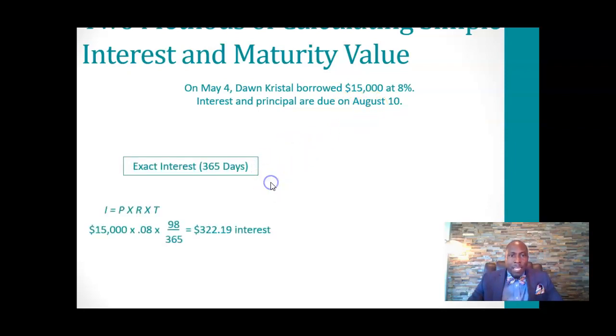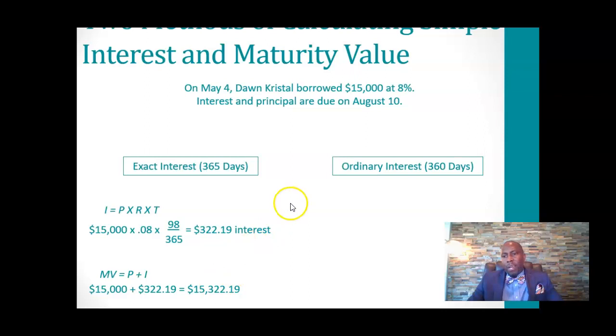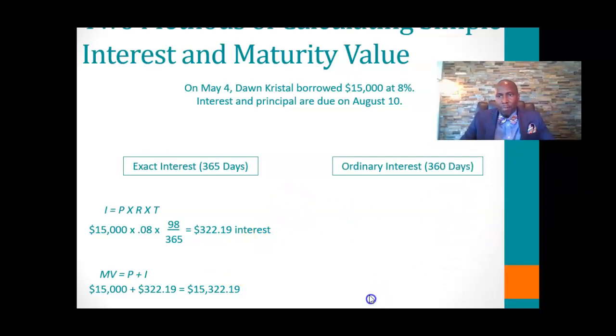So if we're using the exact interest method, principal times rate times time: 15,000, 8% is 0.08 as a decimal. From May 4th through August 10th is 98 days, divided by 365. The accrued interest would be $322.19. So at maturity, the amount paid back would be $15,322.19. Compared to the ordinary interest days, you would take the 98 divided by 360.